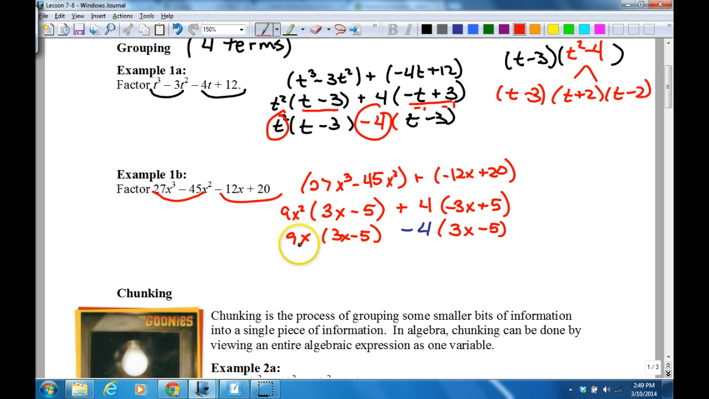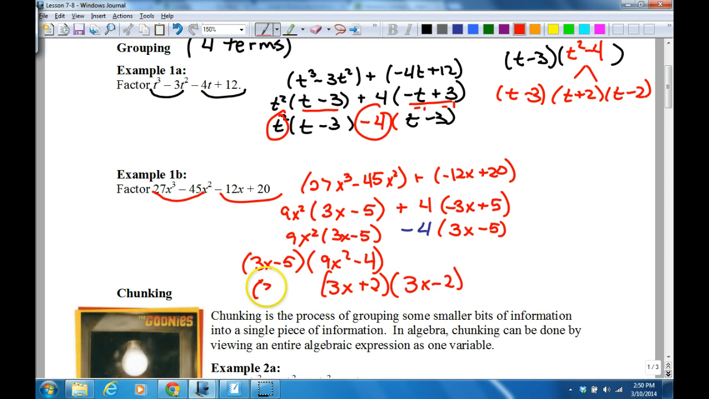Okay? So notice that they both have what in common? 3x minus 5. So I'm going to write that here. 3x minus 5. And then what's left over? Okay. Now, can I continue factoring this? Yeah. 3x plus 2. Yep. 3x minus 2. Yep. Oh yeah. Could you potentially, if you saw?